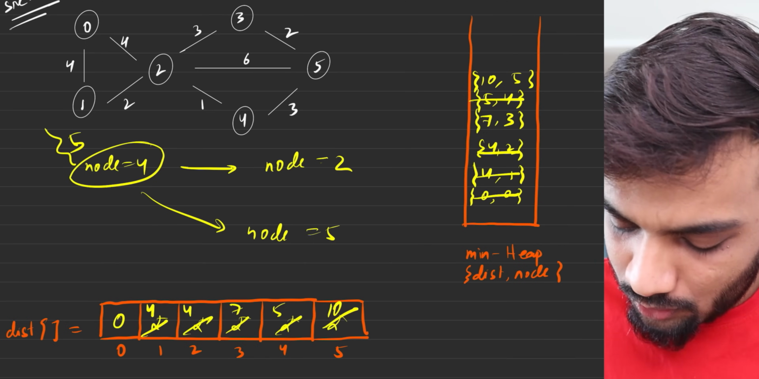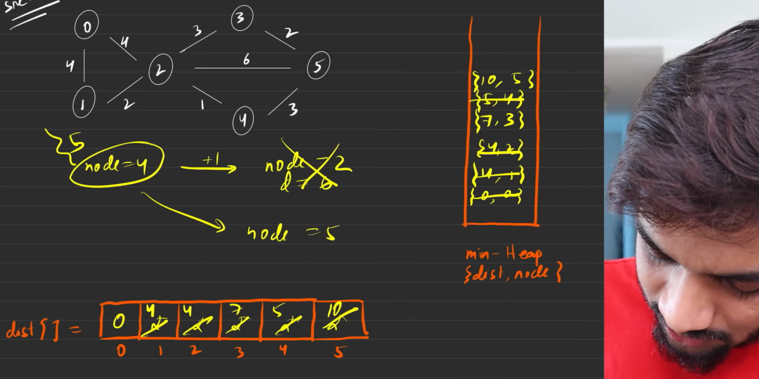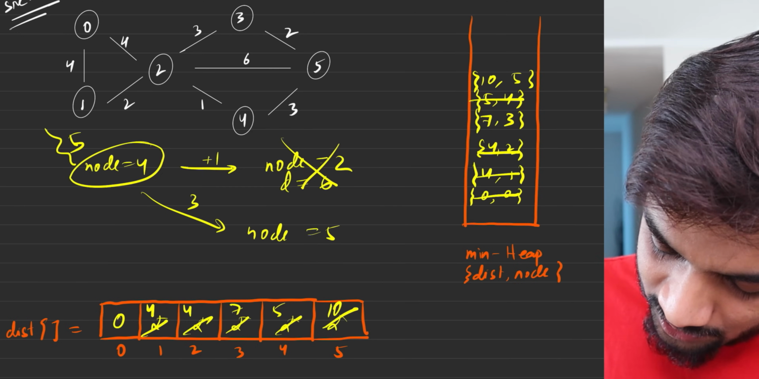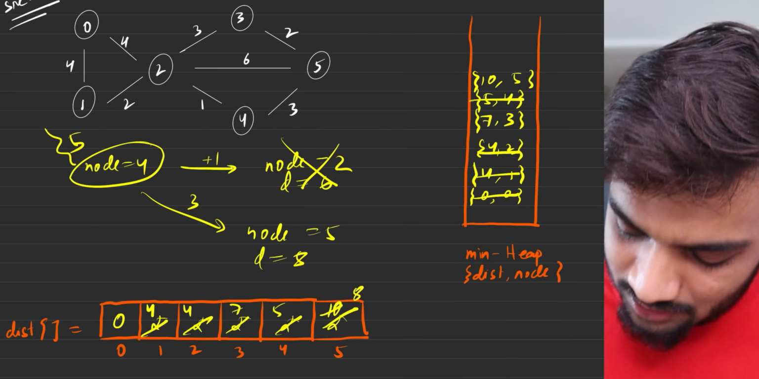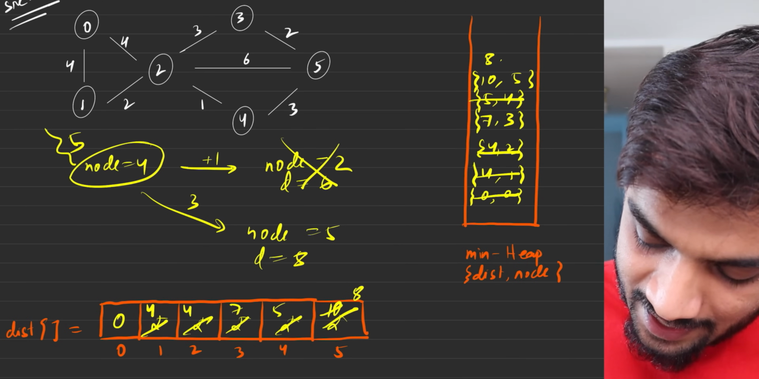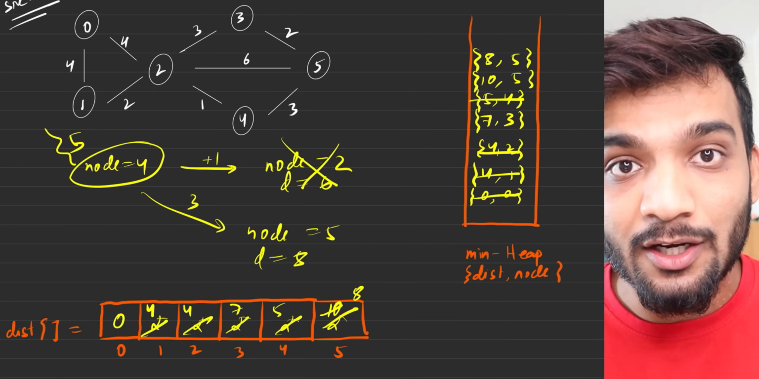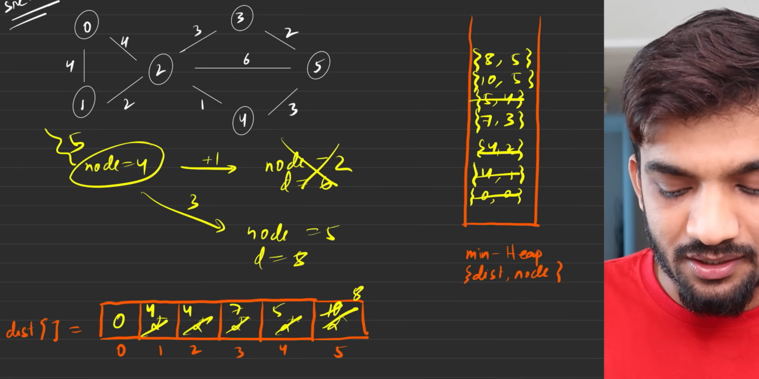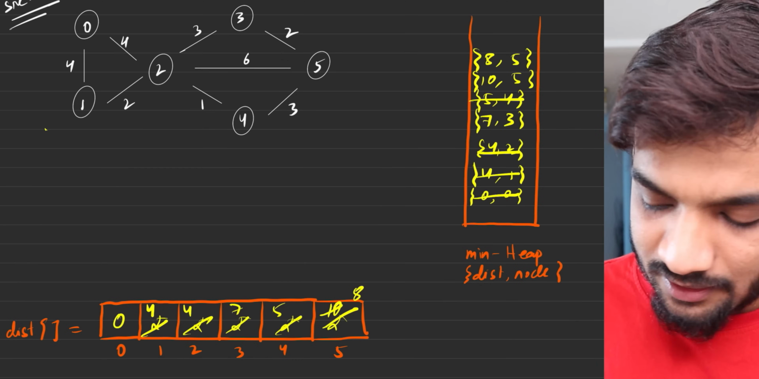So from 4 to 2, distance of 1, 6. Not to be considered. From 4 to 5, 3. Distance of 8. Will you consider this? Yes. Because you got a better one. So 8 comma 5 will be considered. Okay. Done. Perfect. What's the next thing?